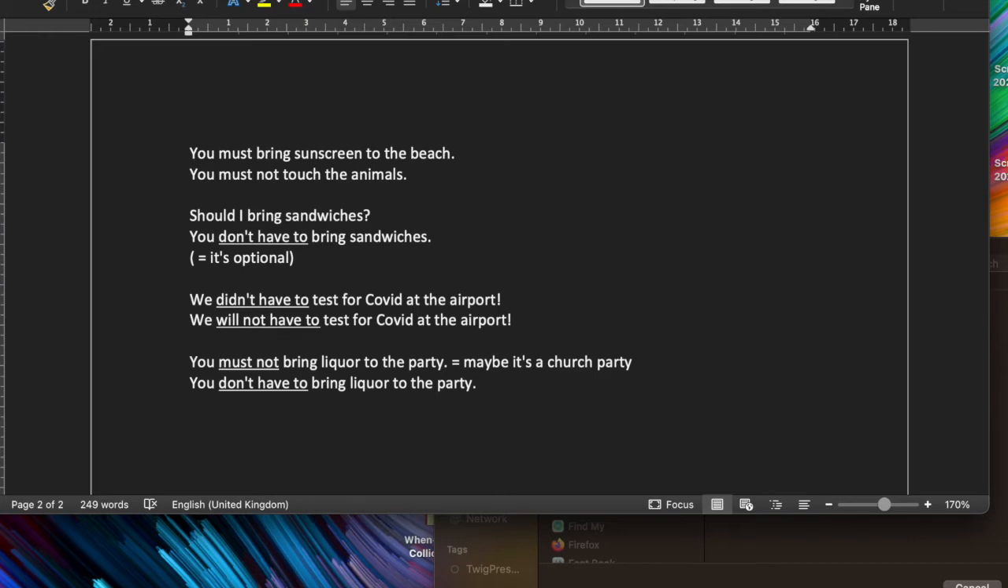Okay. The next problem we have is needn't, which is need in the negative, right? So you needn't means if you do something, you will do it uselessly, pointlessly. So if I say you needn't bring liquor to the party, it means no one will drink the liquor you bring.